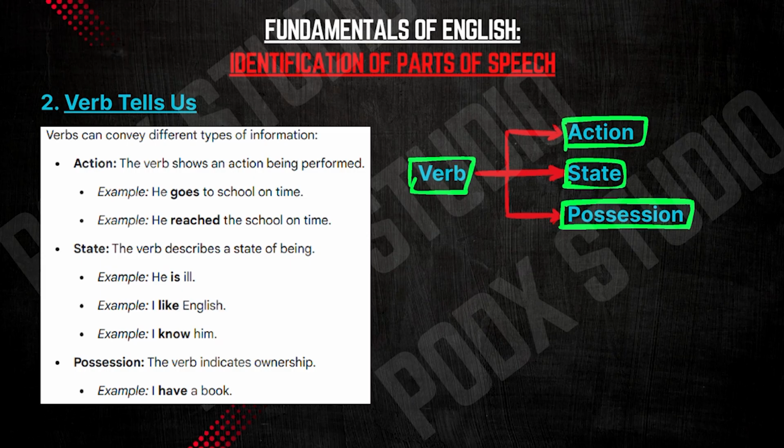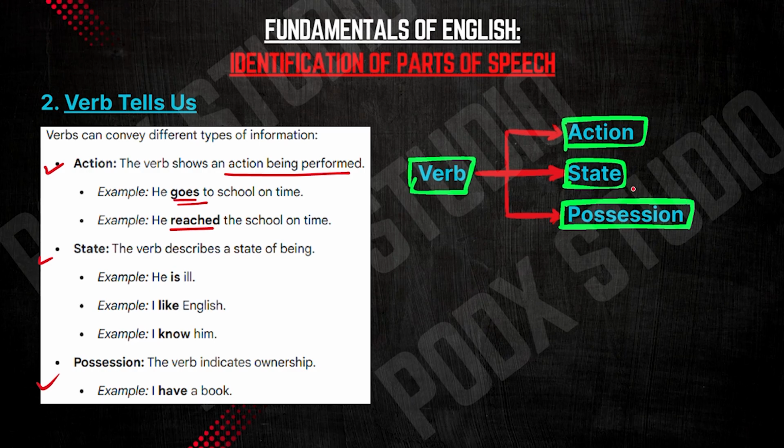Now let's move to the second way to find the verb in the sentences. The verb will tell you about actions, state, and possession. Action means the verb shows an action being performed. For example, he goes to school on time. Here the action is goes, because he's going to the school. The second example, he reached the school on time. Here again, reached is telling about the action that he is doing.